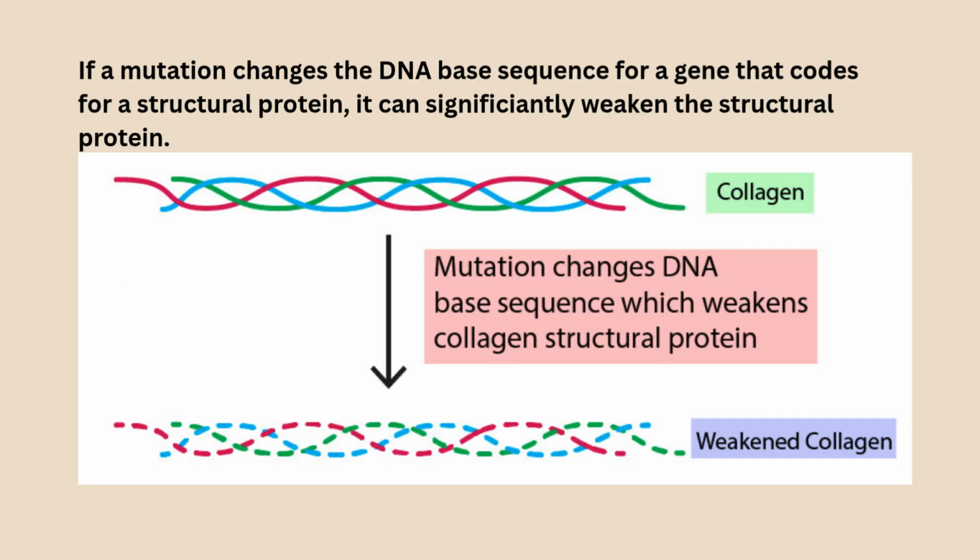Another example can occur which affects the structure of a protein. If a mutation changes the DNA base sequence for a gene that codes for a structural protein, it can significantly weaken the structural protein. So this is a structural protein called collagen, and the mutation changes the DNA base sequence, which weakens the collagen structural protein, as you can see.